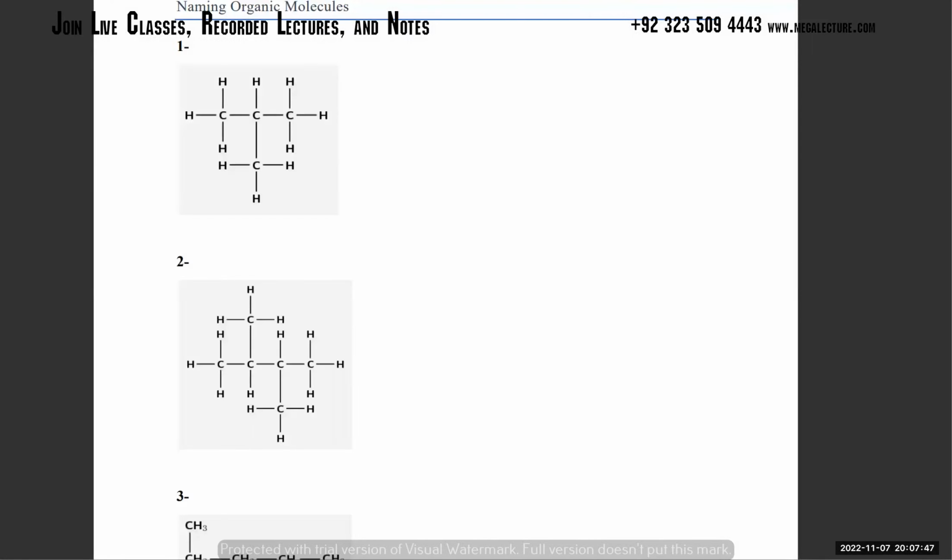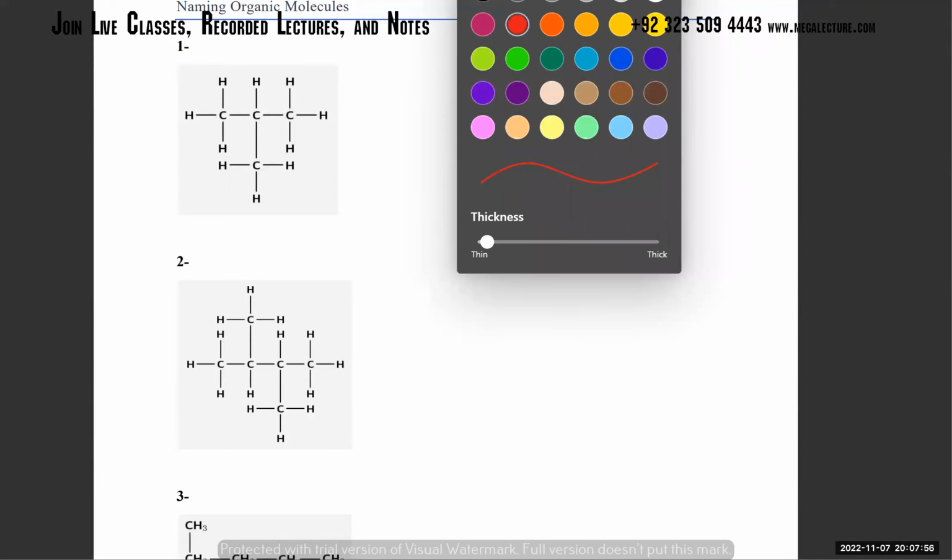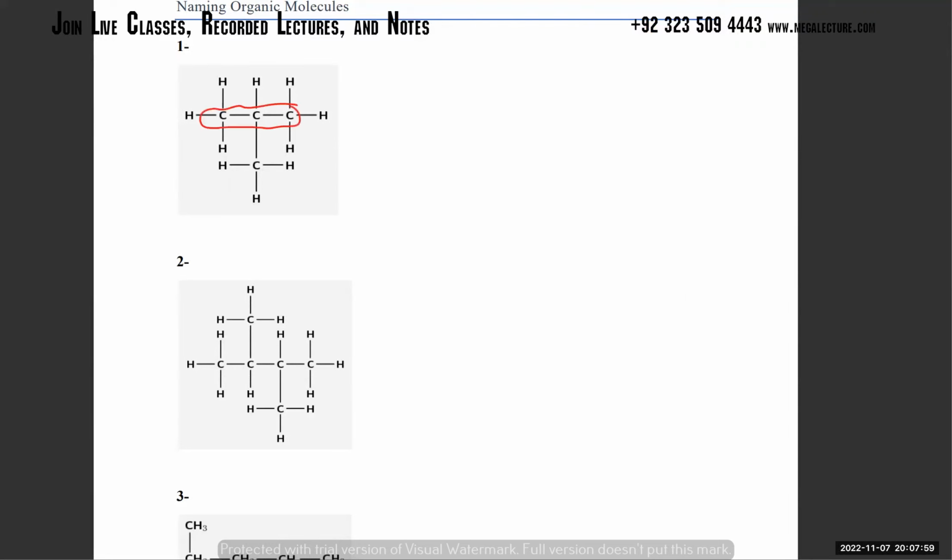So let's start with the first question, which is this molecule. You've got 3 carbon atoms in the longest chain. Focus on the longest chain. That's 3 carbon atoms. It's a saturated molecule, an alkane. So what is the main chain? That's propane, right? And you've got a branch of 1 carbon atom. That's a methyl branch.